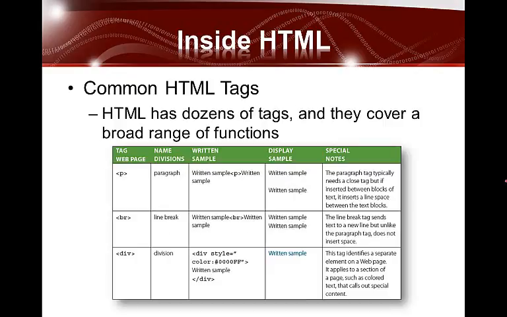Common HTML tags. HTML has dozens of tags and they cover a broad range of functions. Some common ones you see are P for paragraph, BR for line break, and div for division, which is usually what's used to basically break up the web page.